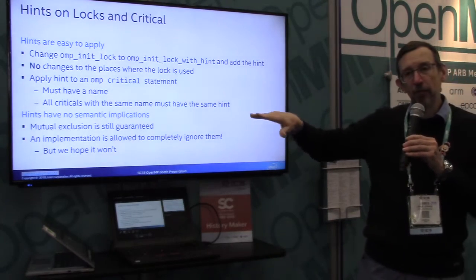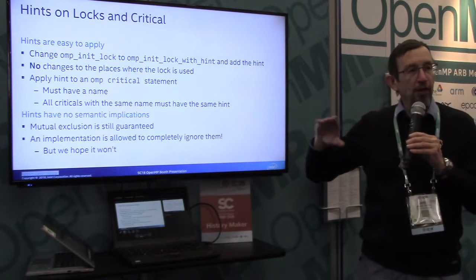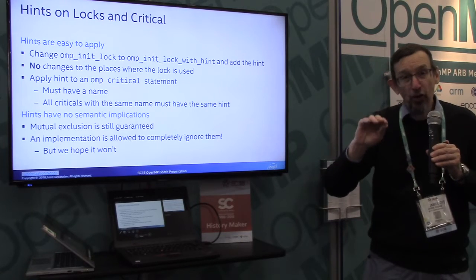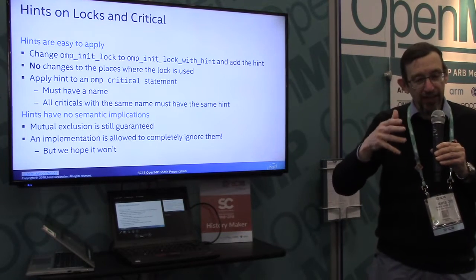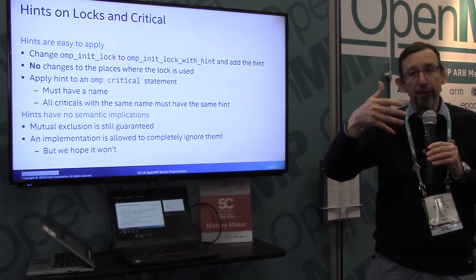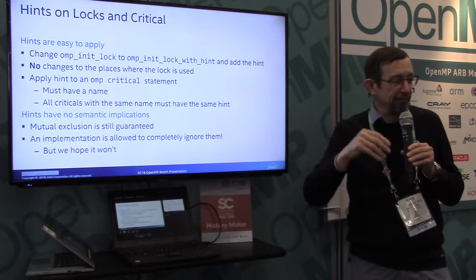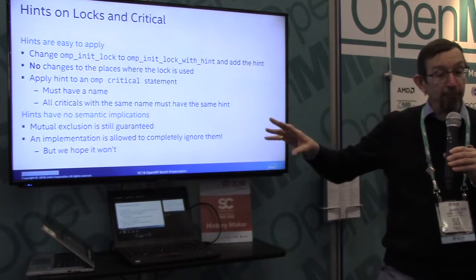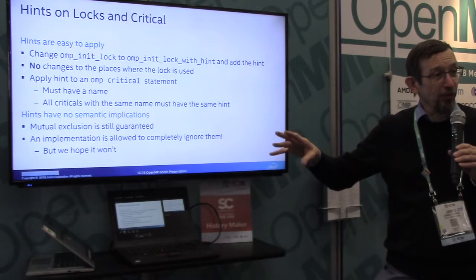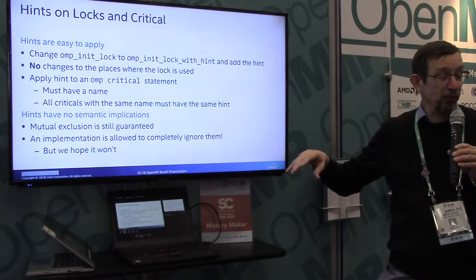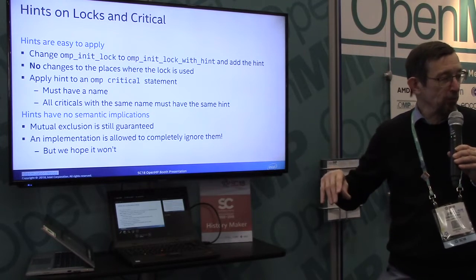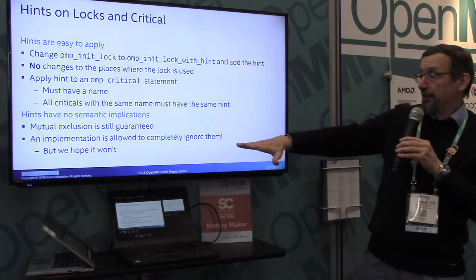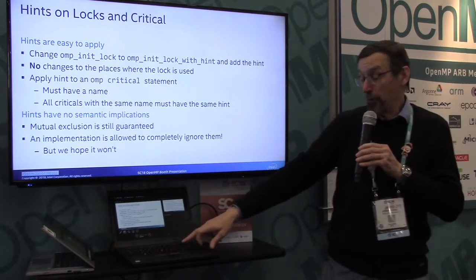The hints have no semantic implications at all. An implementation is entirely free to ignore them completely. So they're hints. You're saying, hey, runtime, I'm giving you more information, please use it. It can go, well, I don't care. I'm not going to bother. Which makes them very easy to implement and not contentious in the standards body, because people can't say you just caused me a lot of work. So mutual exclusion is still guaranteed, and an implementation can completely ignore them, but we hope it won't.